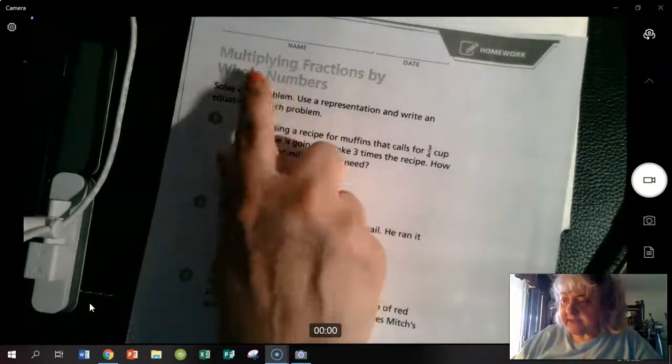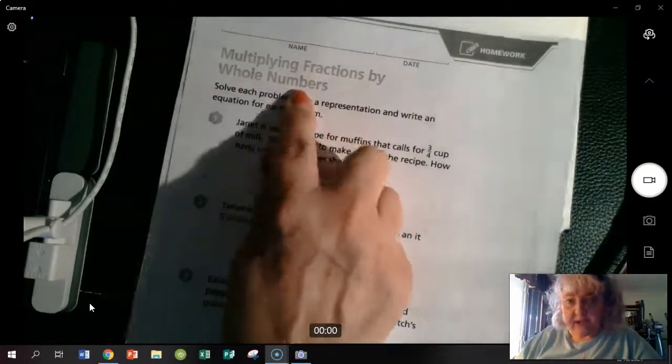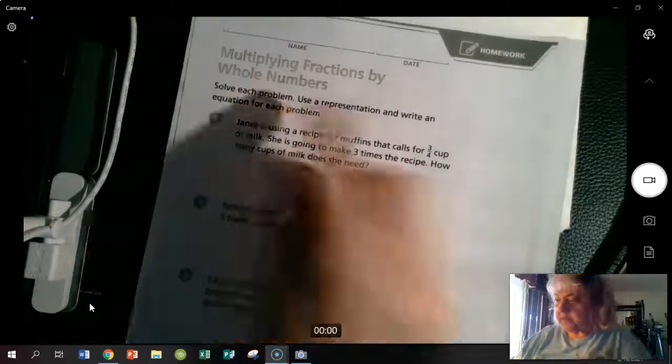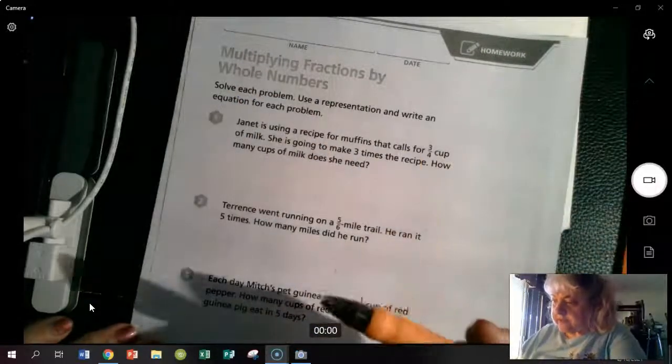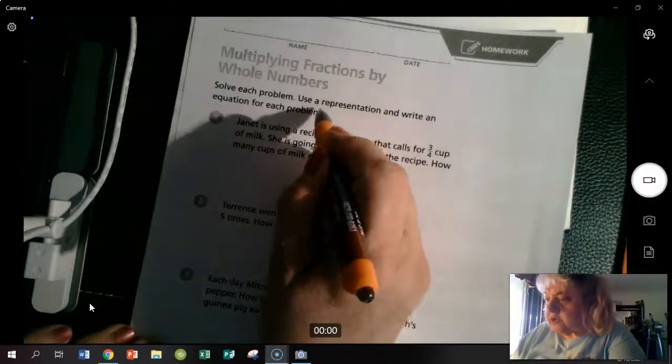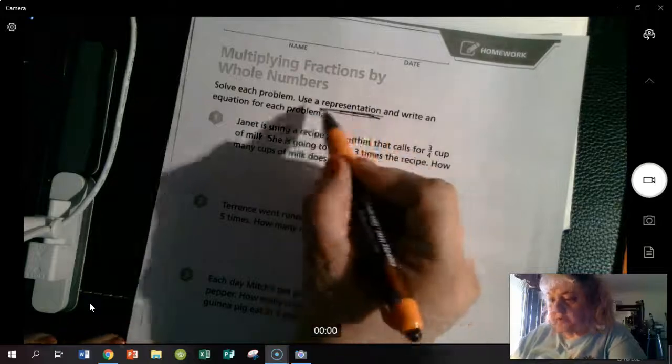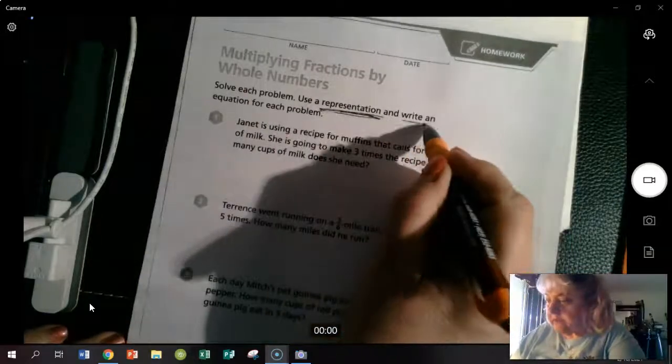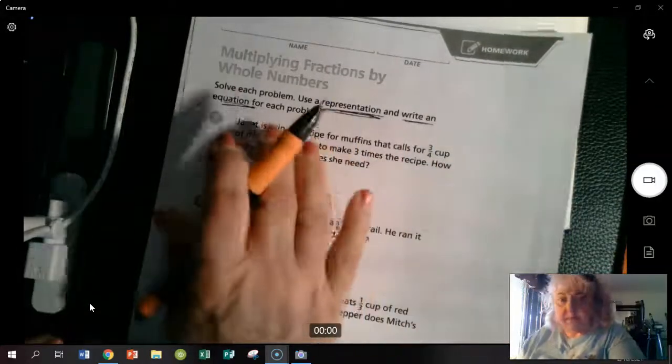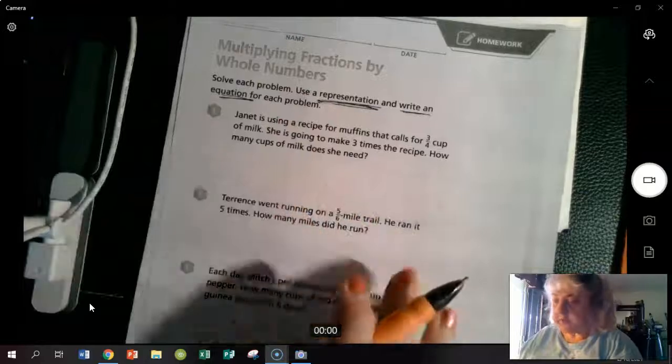At the top it says multiplying fractions by whole numbers. Solve each problem. Use a representation and write an equation. That means that we have to use a representation and we have to write an equation for each problem. Always make sure you read your directions.